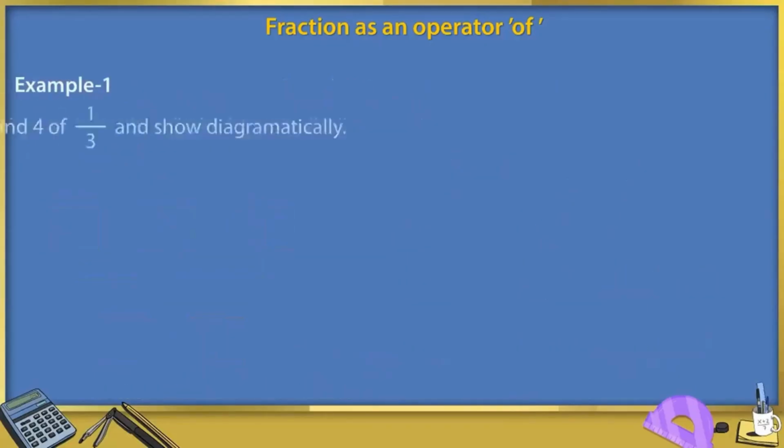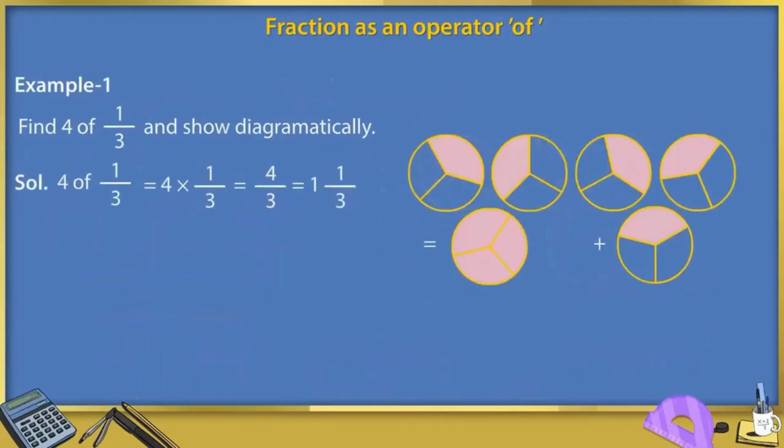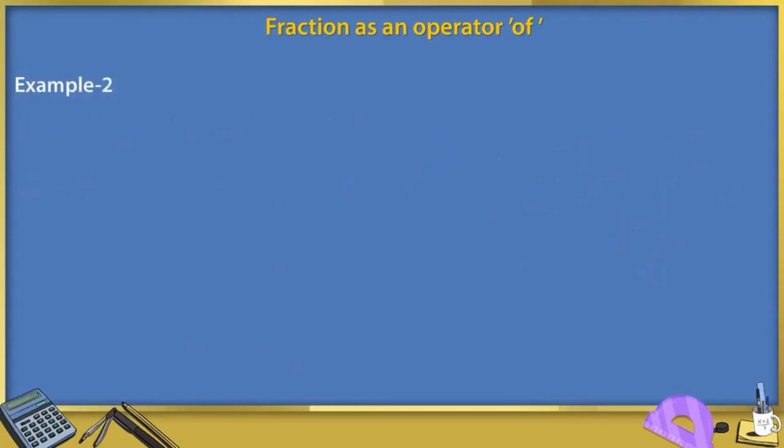Example 1. Find 4 of 1/3 and show diagrammatically. Solution. 4 of 1/3 is equal to 4 into 1/3, which is equal to 4/3, which is equal to 1, and 1/3, which is equal to 1 plus 1/3, which is equal to 4/3.